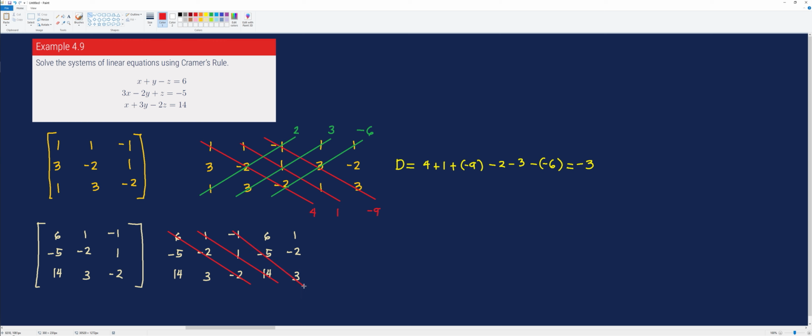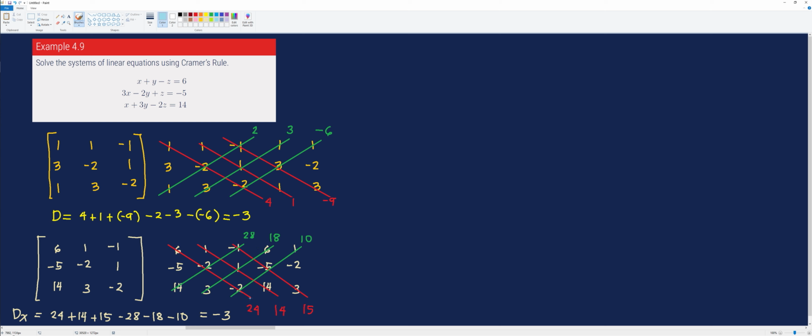So we multiply this, and this. So this is equal to 6 times -2 times -2. That is positive 24. 1 times 1 times 14 is positive 14. And this one is -1 times -5 times 3. That's positive 15. Here you multiply this value, and these values. So we get 4 times -2 times -1. That's positive 28. 3 times 1 times 6. That's positive 18. And -2 times -5 times 1 is positive 10. Computing the determinant denoted by D sub X, that is 24 plus 14 plus 15 minus 28 minus 18 minus 10. And this is equal to -3.